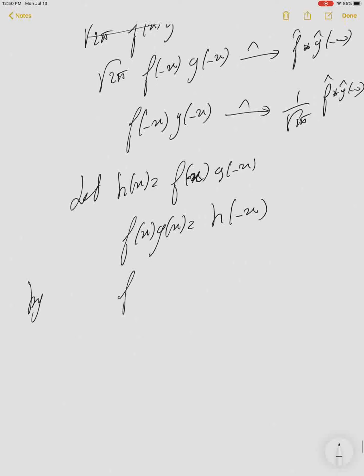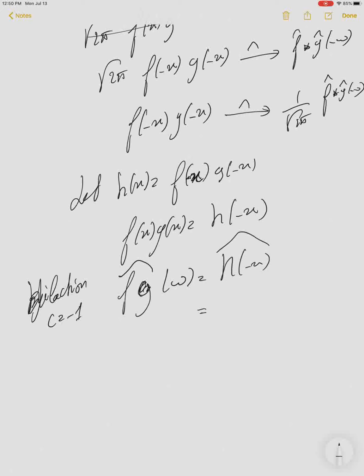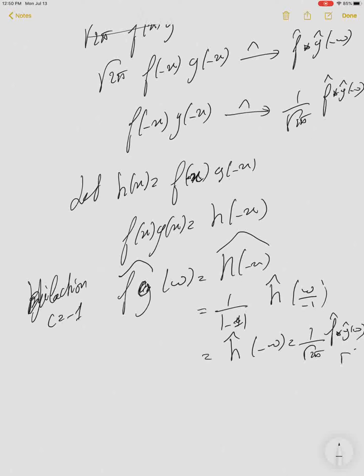Now by the dilation property, with c equal minus 1, f times g hat at omega equal h of minus x hat, which is 1 over absolute value of minus 1 h hat of omega over minus 1, which is equal h hat of minus omega, which is equal 1 over square root of 2 pi f hat convolve with g hat at omega. Okay, and that's the proof.